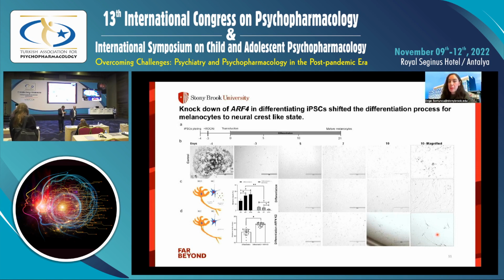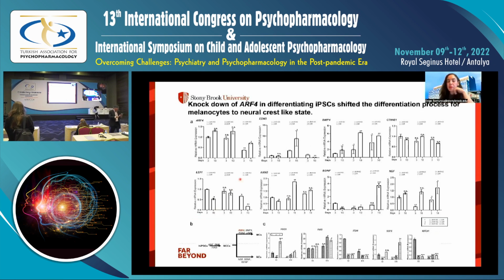So this was the main aim: understanding that ARF4 is one of the major elements that makes that developmental shift between the neuronal cells or the pigment cells. We indeed found that knockdown of ARF4 in differentiating iPS shifted the differentiation of melanocytes into a neural crest-like state.